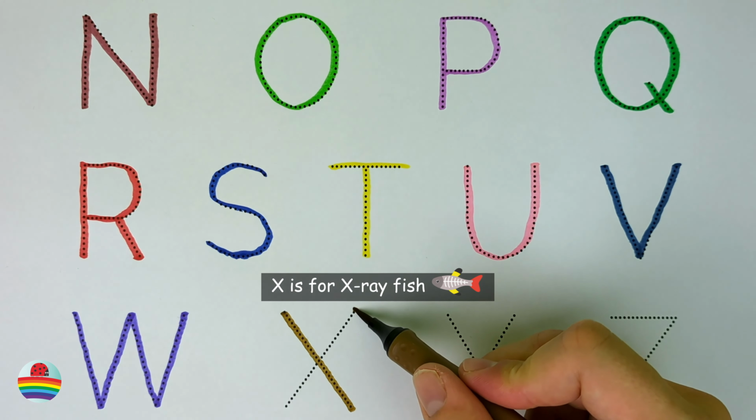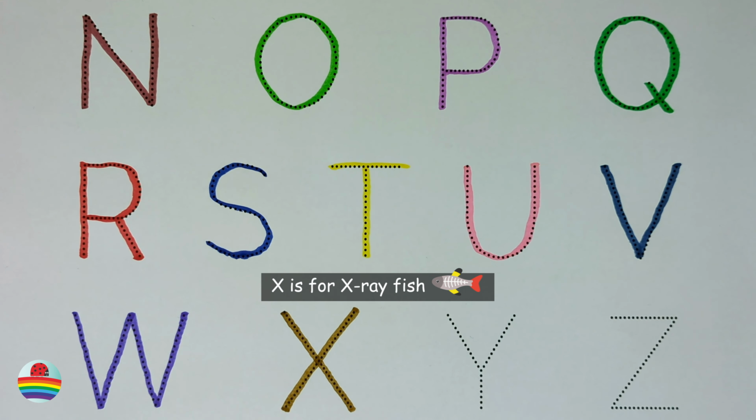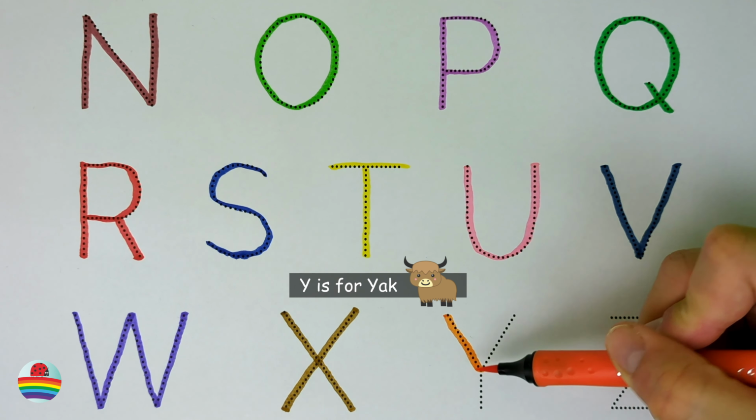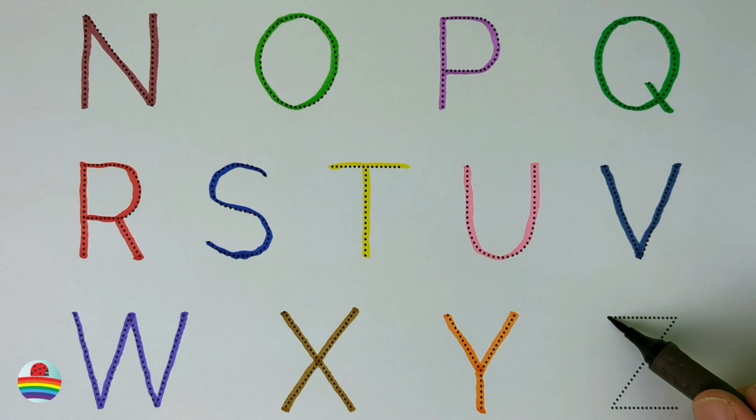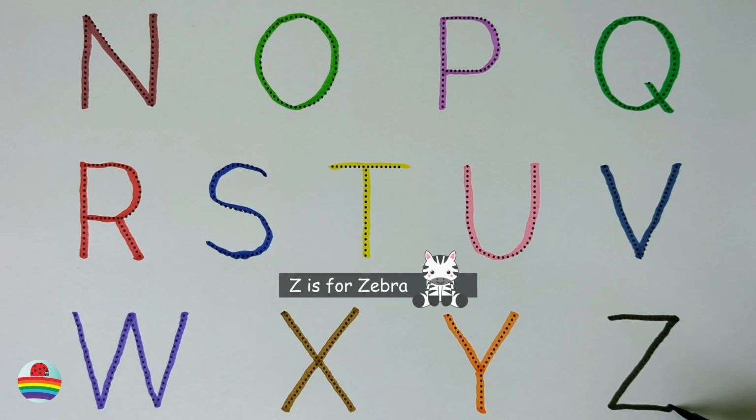X is for x-ray fish. Y is for yak. Z is for zebra.